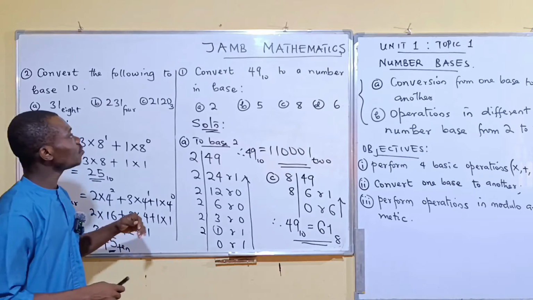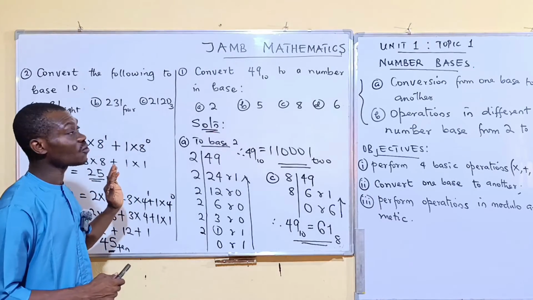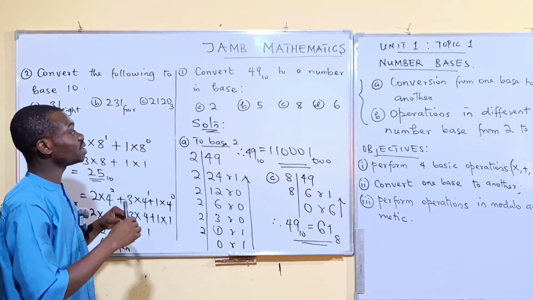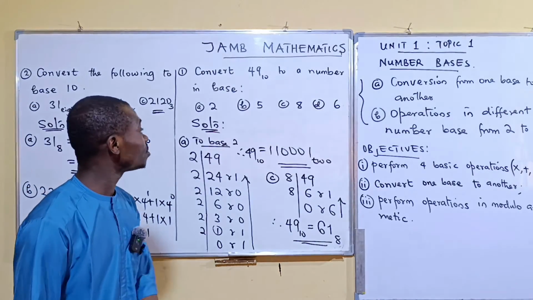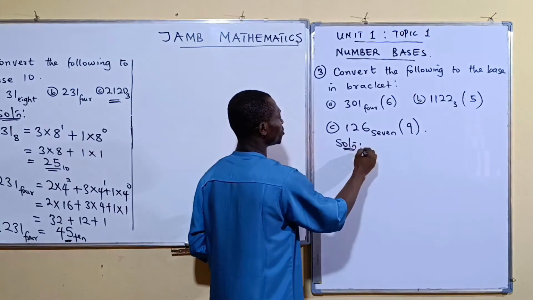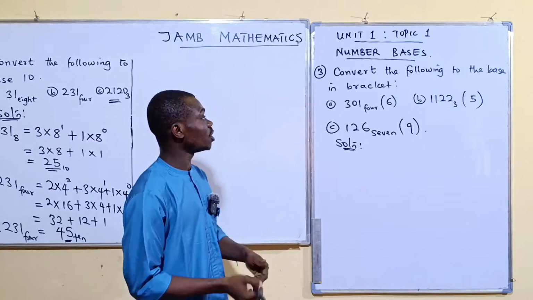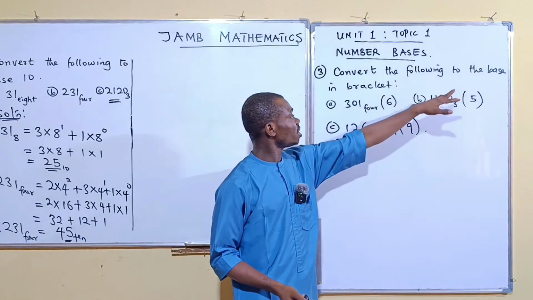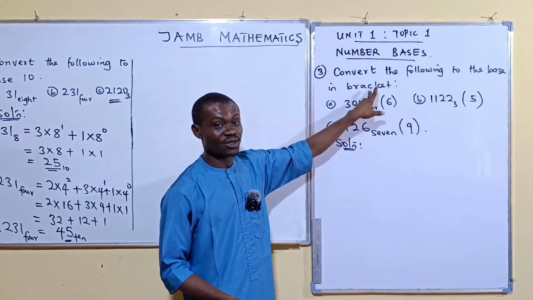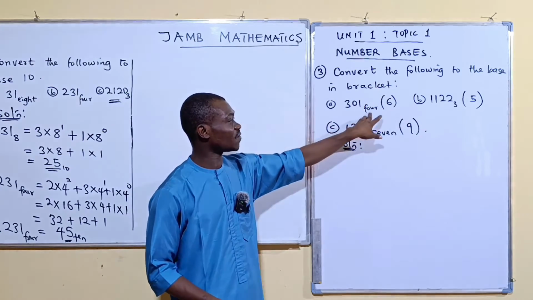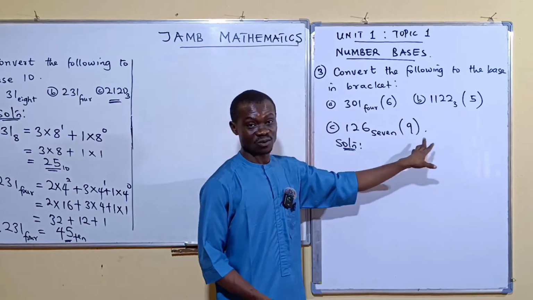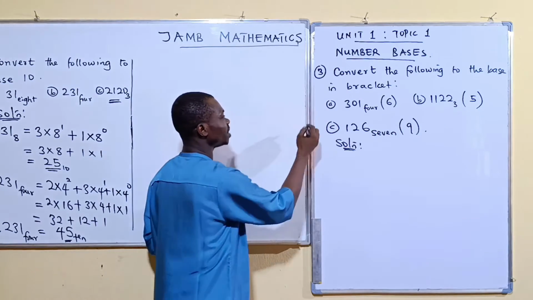Okay, so quickly, we are now going to look at the third kind of conversion where you move from a base to another that is not base 10. Okay, so let's look at the next example. All right, so here we have the third type of conversion. So in this case, you are going to be converting from a different base. Here we are told to convert to the base in bracket. So in the first one, from base 4 to base 6, base 3 to base 5, and base 7 to base 9. Okay, so what do we do there?